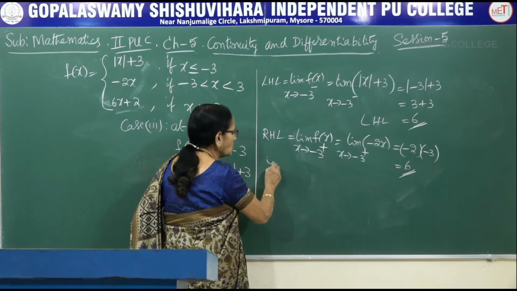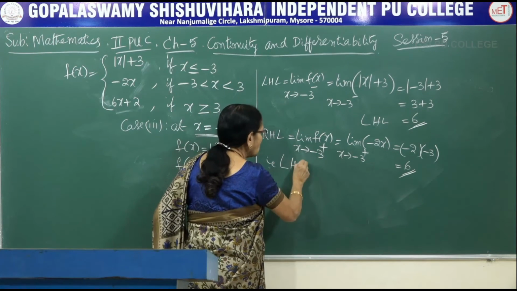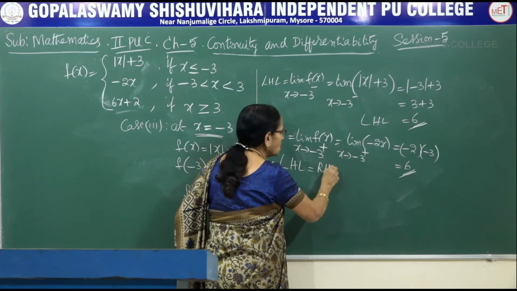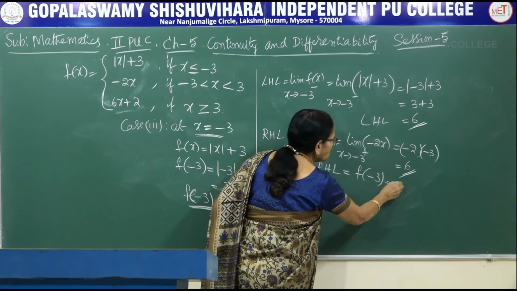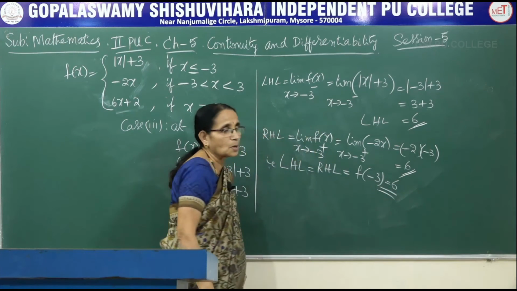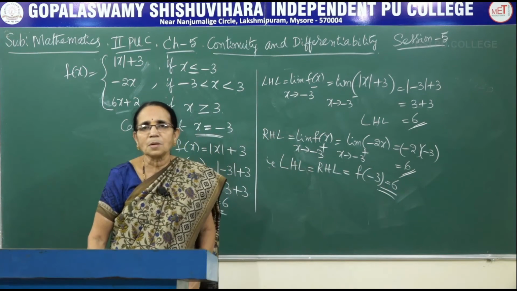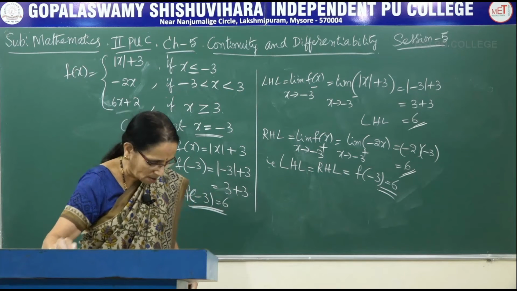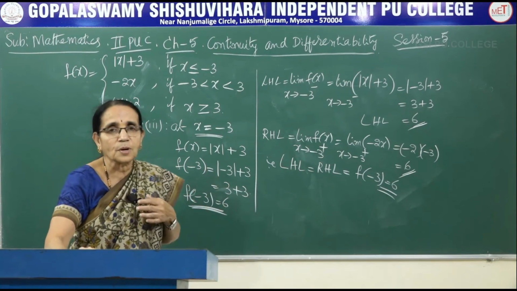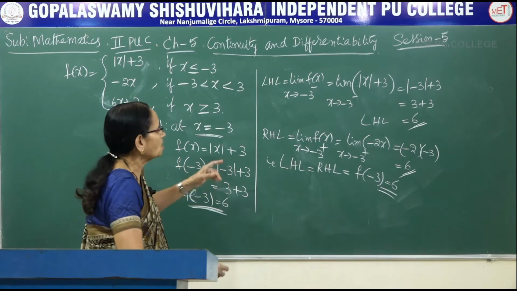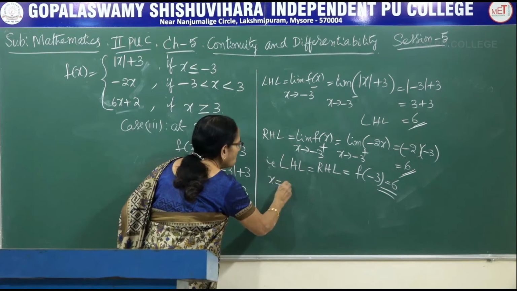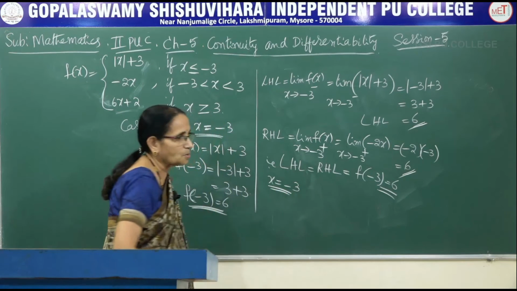That is, you write the left hand limit equal to right hand limit is equal to f of minus 3. All of them are equal. Left hand limit equal to right hand limit means the limit exists, and the limit of the function and the value of the function are equal to each other. Hence our conclusion is the function is continuous at x is equal to minus 3.